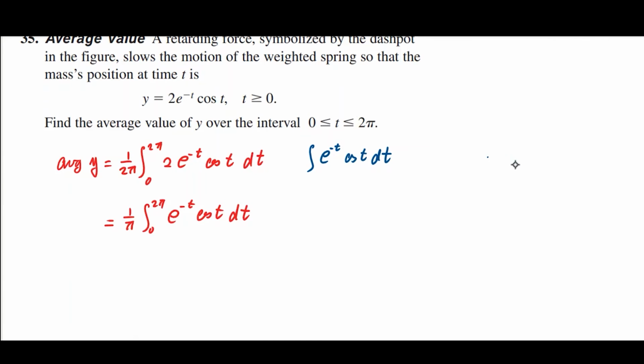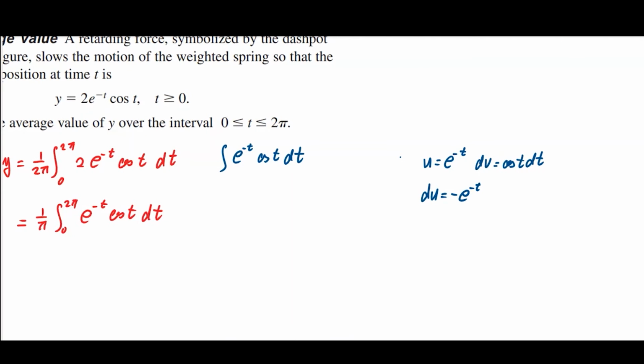U is e to the negative t, then dv is equal to cosine t dt, like that, right? So you differentiate one, so you get negative e to the negative t dt, and then v is now sine t, positive, right? And this is a little trade-off. Integration of trig function is the other way.